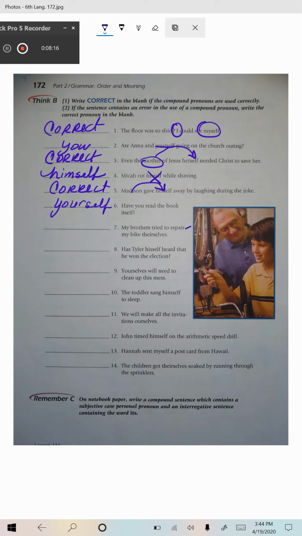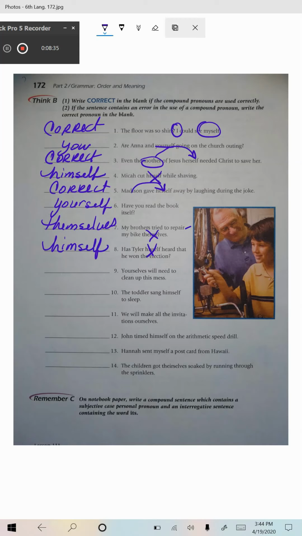My brothers tried to repair my bike themselves. That's not a word. It's themselves. Has Tyler himself heard that he won the election? His self is not a word. It's himself.